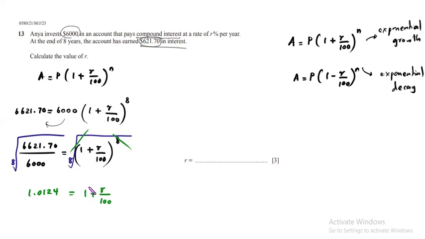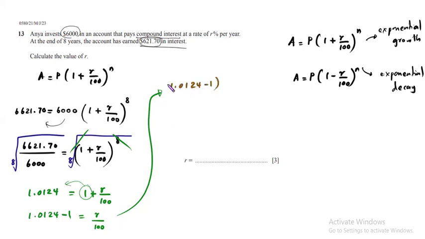Now I need to bring the 1 to the other side because I need to isolate r. I need to make r the subject. So to bring the 1 to the other side, I need to deduct 1. So that becomes 1.0124, from that I need to deduct 1. This will be equal to r over 100. And then I need to take this 100 to the other side. This 100 is dividing, so if I take it to the other side, it gets multiplied. Whatever amount I get here after the deduction has to be multiplied by 100 for me to find what r is.